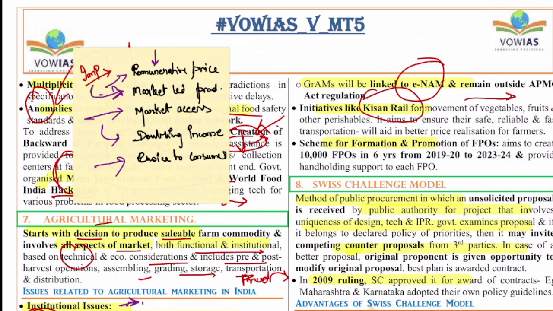Initiatives like Kisan Rail for the movement of vegetables, fruits and other perishables are also a major step. And there is the scheme for the formation and promotion of Farmer Producer Organizations, because if FPOs come in, then the farmers will have a higher voice. This aims to create 10,000 FPOs in 6 years, from 2019-20 to 2023-24. This will ensure that the farmers' voice is heard and farmers can demand a particular price for their produce.